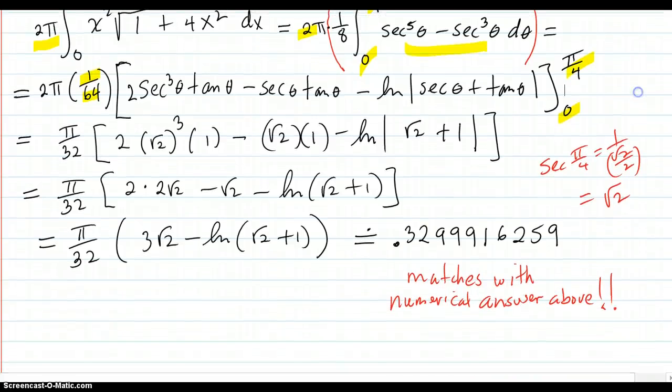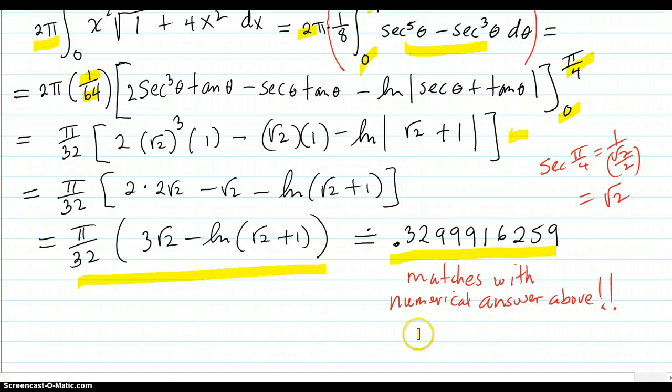Plug all the numbers in to what they're equal to with a trig. You get this. Simplify that down, comes out to this. Then when you do your calculator and you're holding your breath, hoping you get the same answers that you did for Simpson, and indeed it comes out, in this case, exact. And that matches with the numerical Simpson's method above, so that means we did this the whole process correct.